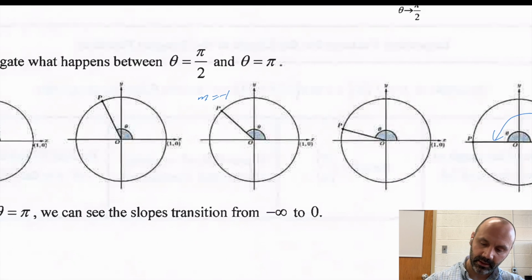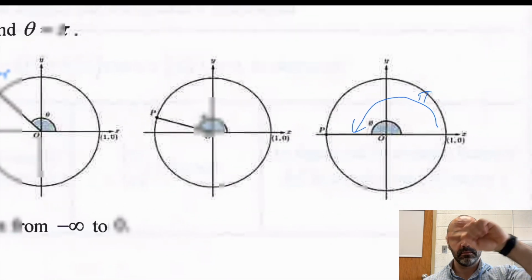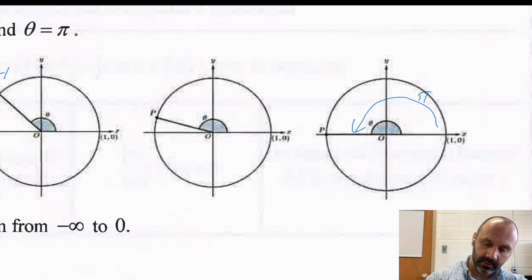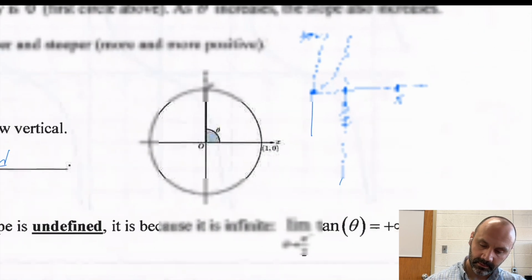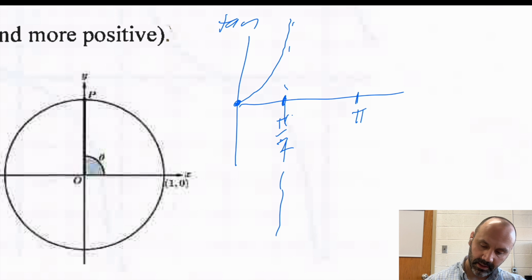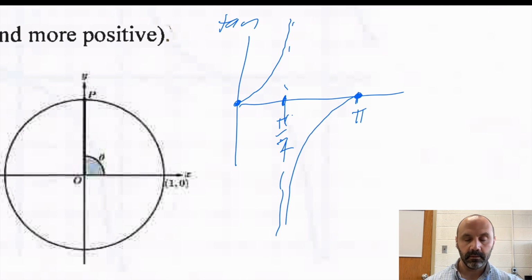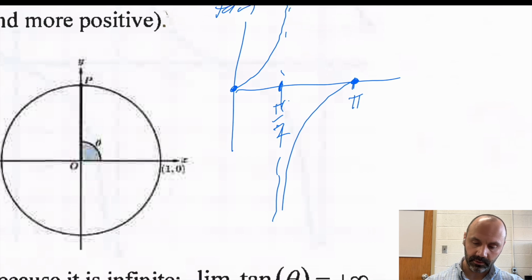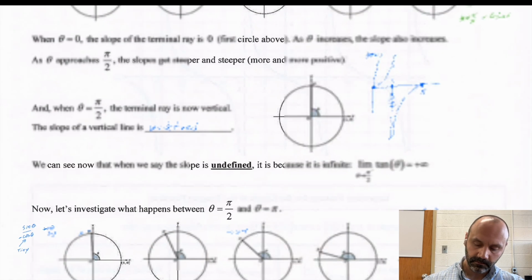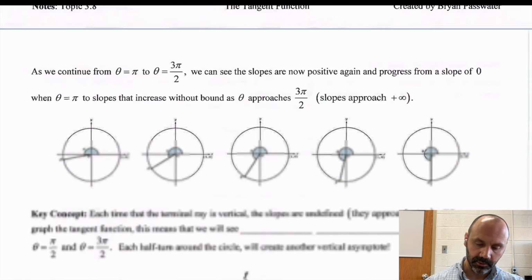But then by the time we get down to pi, again, we've got 0 because sine of theta equals 0. So tangent of theta equals 0. So if I'm filling this in, by the time I get to pi, we'll be back like that. So big, large magnitude negative value, going to 0. Okay, so now let's move on.